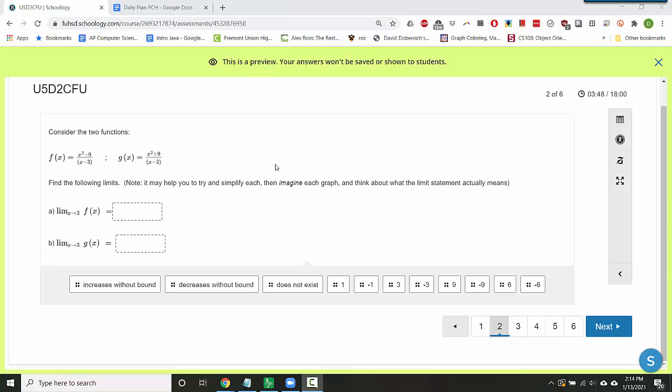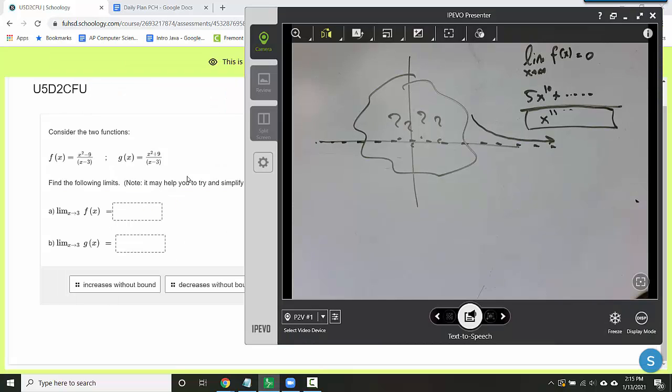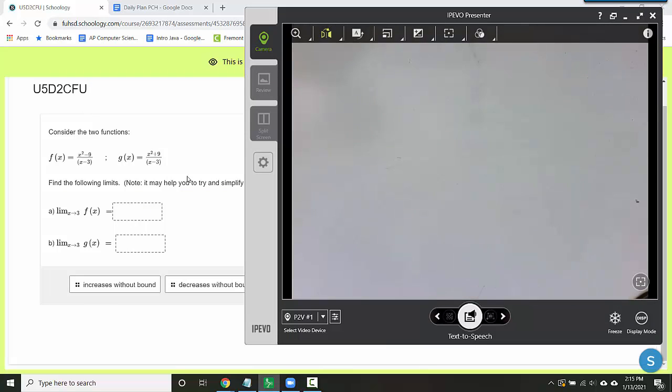Okay, what about this one? So we've got x squared minus 9 divided by x minus 3 and x squared plus 9 divided by x minus 3. So these are very similar to each other. And it says find the following limits: the limit as x approaches 3 of f and as x approaches 3 of g. So obviously as x is approaching 3, we've got some kind of discontinuity happening. But the question is which? So let's try and sketch these.